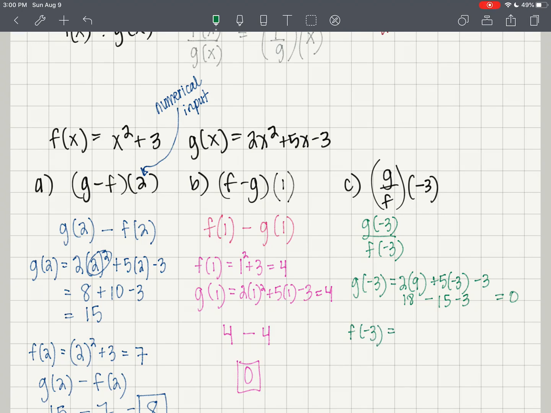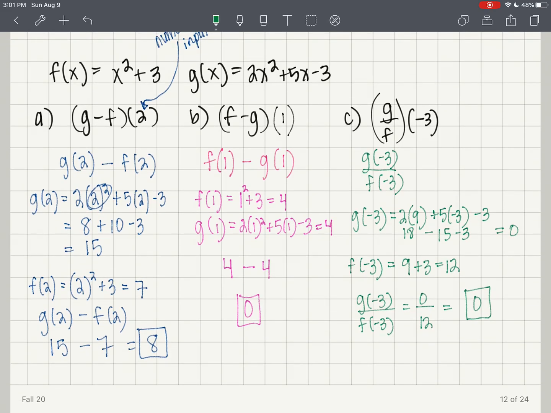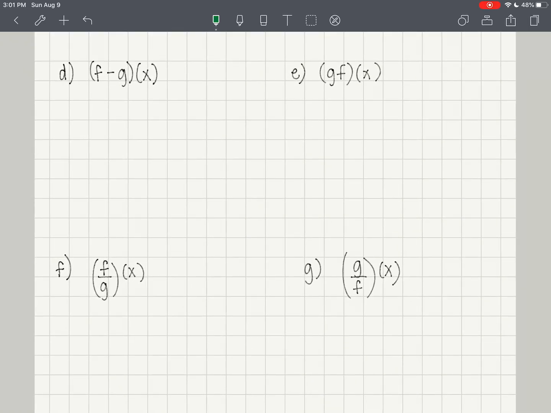Now, as long as f of negative 3 is not 0, then we are going to have a very nice answer. f of negative 3 is negative 3 squared, which is 9, plus 3, which is 12. So we've got g of negative 3 over f of negative 3 is 0 over 12, which is also 0. So there's some examples of using numerical inputs. Let's move on to examples where we're going to have algebraic expressions as our answer.